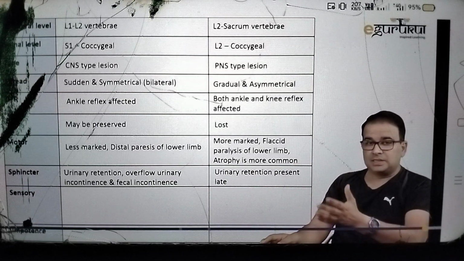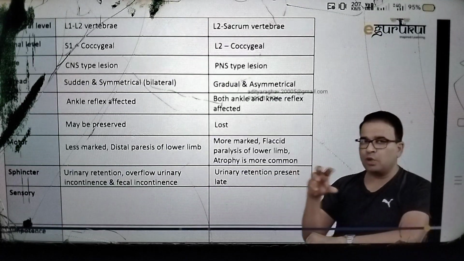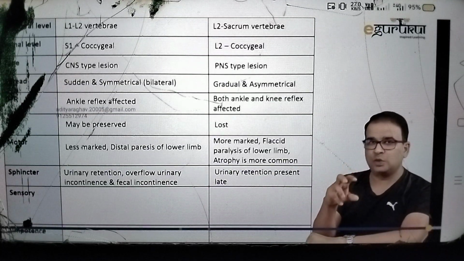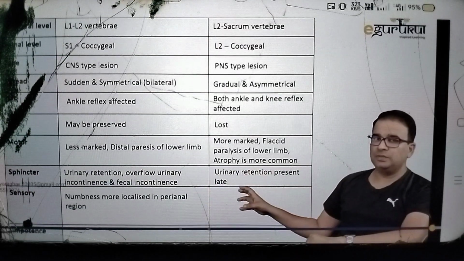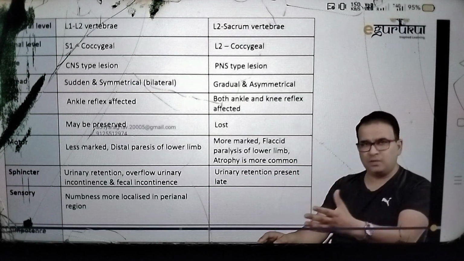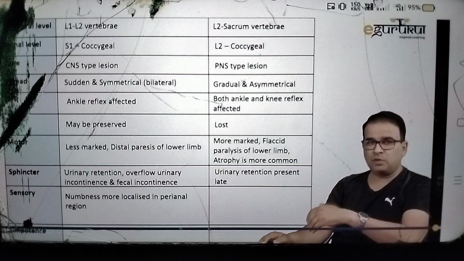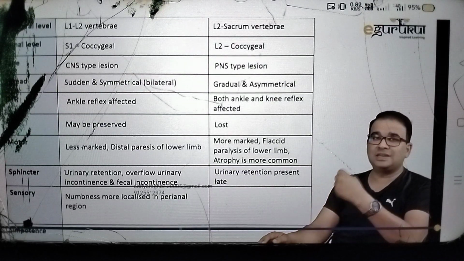Sensory deficit: if it is conus medullaris, it will be more of a sensory loss in the perianal region, which is supplied by the lower sacral nerves, S4 and S5. So that is more of a numbness localized to the perianal region. Here in cauda equina syndrome, it's more of the saddle type of anesthesia, which involves the perianal region, but the medial aspect of the thigh will also be involved, and because of the lumbar nerve involvement, you might see the sensory loss extending to the pubic region as well.